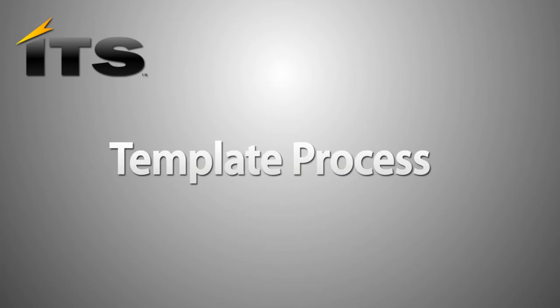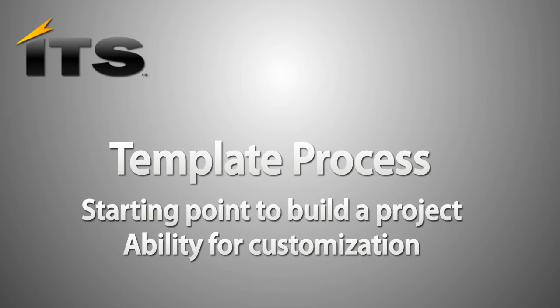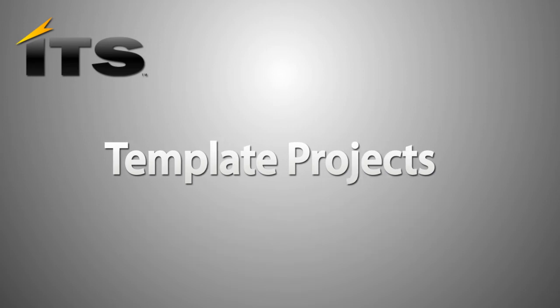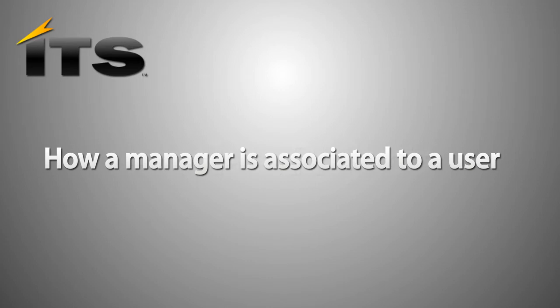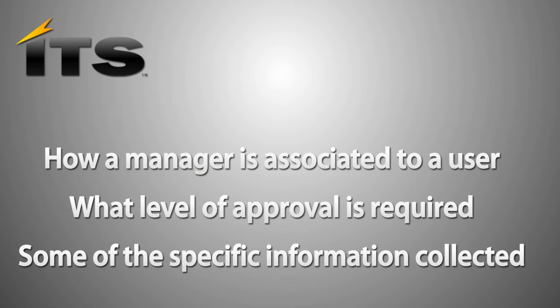What that means is it's a starting point for a customer to build a project that has most of the core functionality complete, but has opportunities for customization to be performed on things like the request approval process, as well as the information collected and some of the automation steps in the background. We build template projects because many customers share similar processes, but there are specific differences from customer to customer. For example, how a manager is associated to a user, what level of approval is required, and some of the specific information collected. Let's begin.